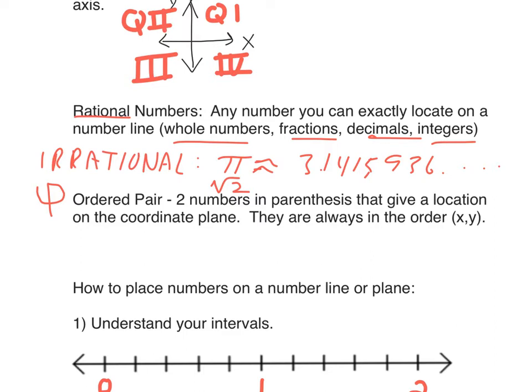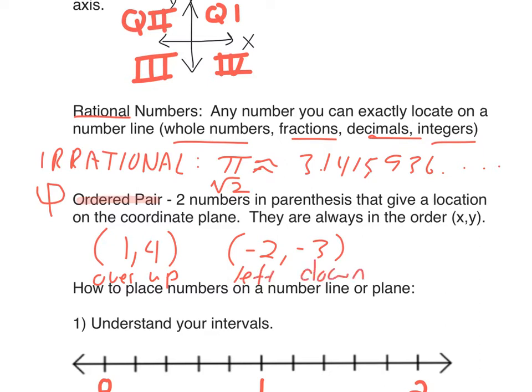Okay. Back to the vocabulary words. Ordered pair: two numbers in parentheses that give a location on the coordinate plane. They're always in the order x, y. So an example of an ordered pair is (1, 4). Remember, that means over 1 and up 4. So (-2, -3) means left 2 and down 3.